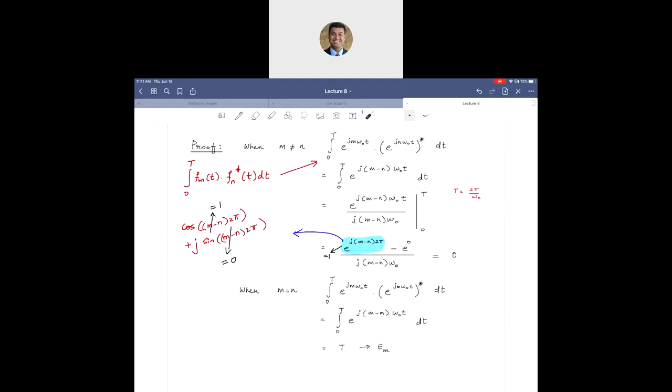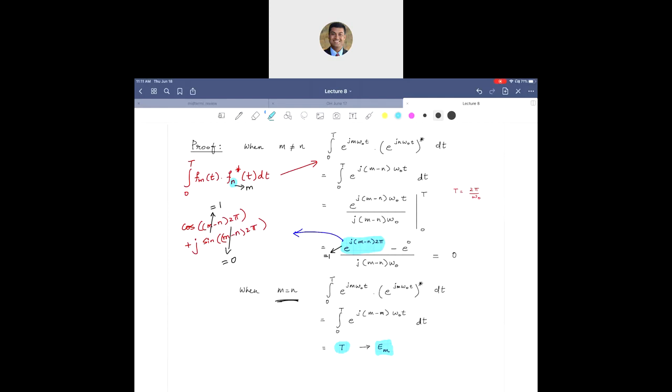Because now this one will be also m, because we are looking at m equals n. So in this case, you have e to the j(m minus m), that will be e to the 0. You are integrating over 0 to T, so this will evaluate to a finite value of capital T, which is 2 pi divided by omega naught. That is finite, and we are essentially referring to that as E_m, energy in m.